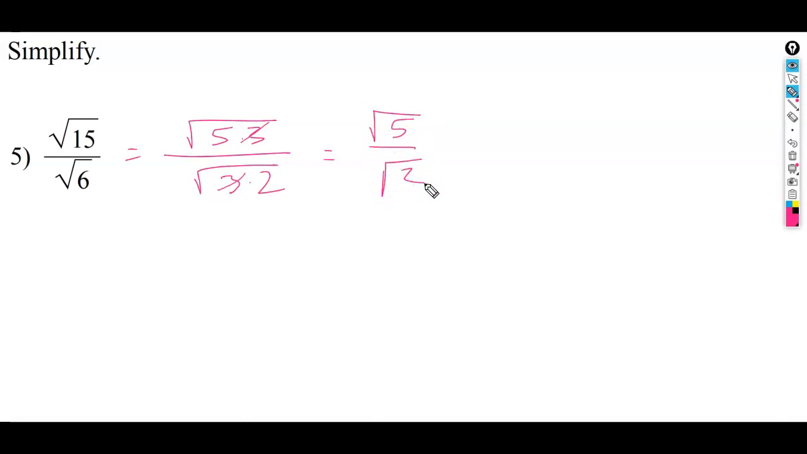Now, one final thing, we don't like to have square roots on the bottom of fractions. So what we do is something called rationalizing.